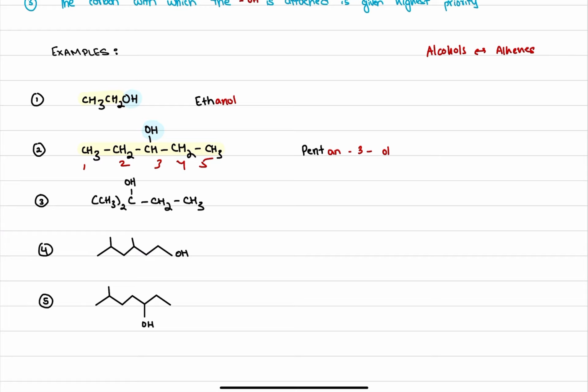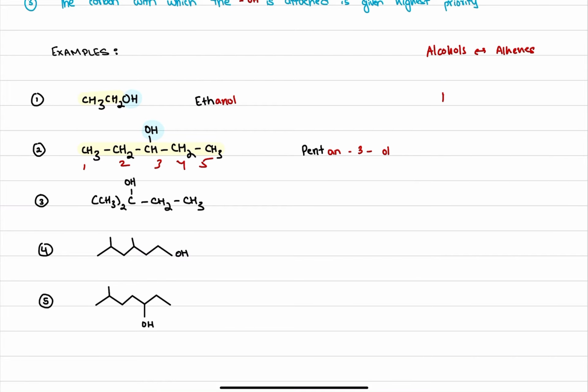And as weird as it sounds, this is how you actually name it. So pentane, or I would say it's pentan-3-ol, but I don't know why I was saying pentan, whatever. Okay, so pentan-3-ol. What you're doing is you're separating the "an" and the "ol", and you're inserting the number in between.